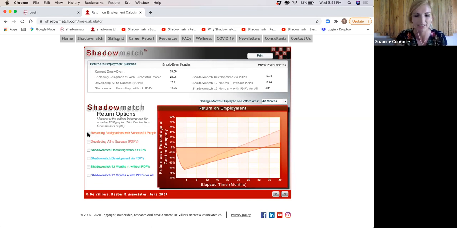So all I'm doing is, the people that have left, I now start using Shadowmatch to say, okay, we start introducing individuals that match our benchmark successfully. We can shorten this timeline. But what if we also then develop everybody? We start using the PDPs. Look what happened. Okay, we're bringing that shorter timeline.